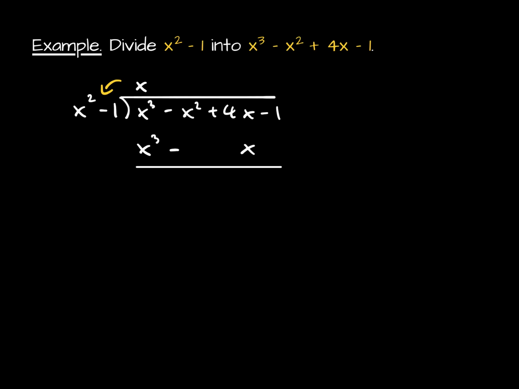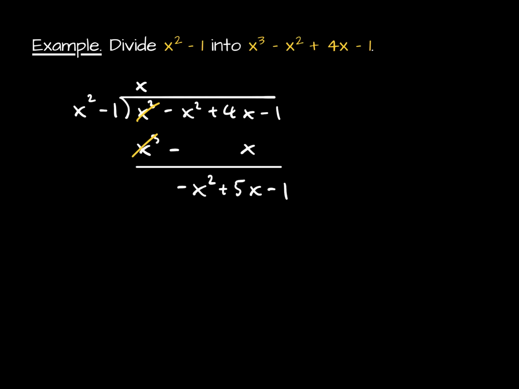Now, when we subtract these two degree 3 polynomials, we obtain x cubed minus x cubed. Those guys cancel. Then negative x squared minus 0x squared. That's just negative x squared. 4x minus negative x. That's 5x. And negative 1 minus 0. That's negative 1. And now the process continues.